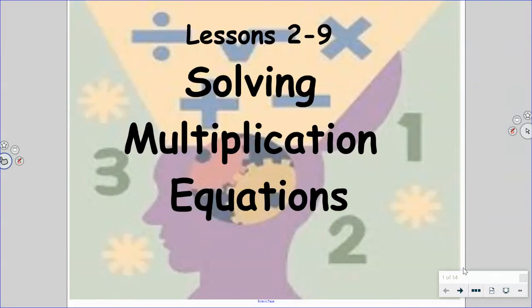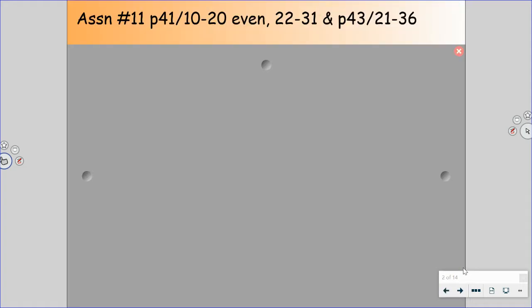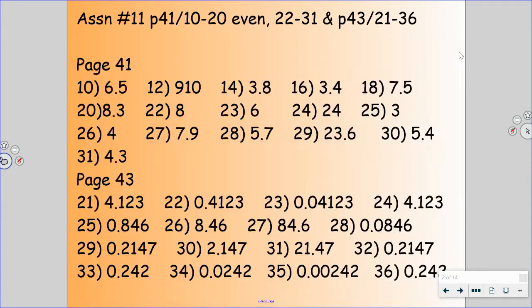And welcome back, ladies and gentlemen, for lesson 2-9, chapter 2, section 9, solving multiplication equations. I'm going to very briefly show you the answers for assignment number 11. Hopefully you are already able to check a previous day, but just in case, go ahead and check your answers now. Pause when you need to, and come on back.